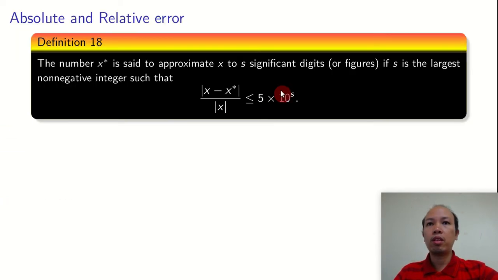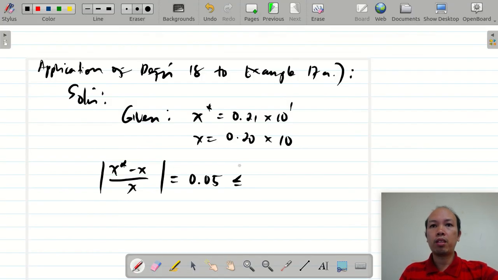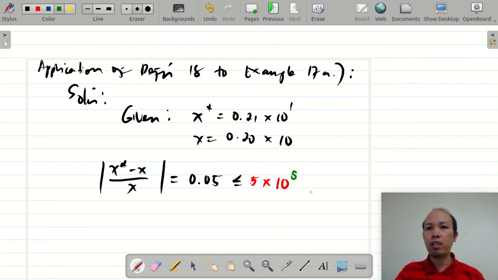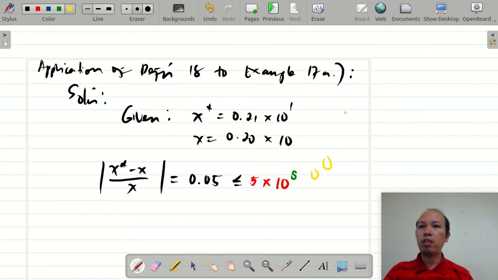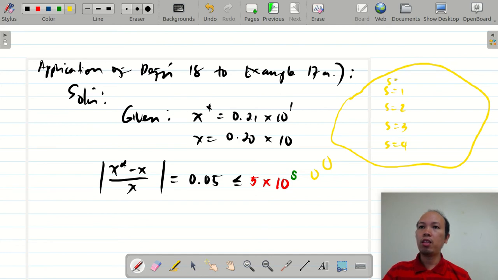So this one here, 5 times 10 to the s. Let's change the color. 5 times 10 to the s. So what should be our s? Let's have a thought bubble here somewhere. Let's try s: is it 1, is it 2, is it 3, is it 4, is it 0?